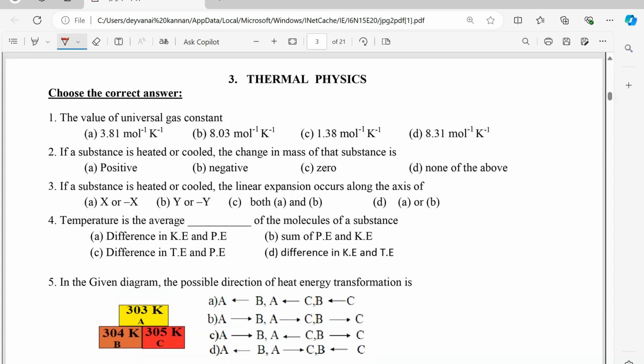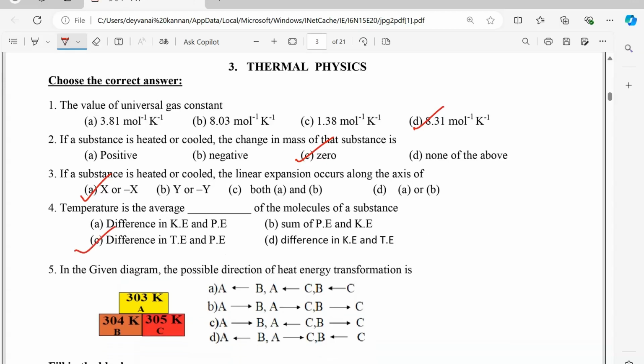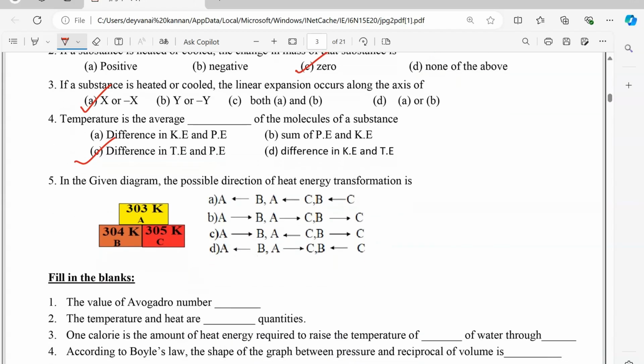The value of universal gas constant is 8.31 J mole minus 1 K minus 1. If a substance is heated or cooled, the change in mass of that substance is zero. If a substance is heated or cooled, the linear expansion occurs along the axis of x or minus x. Temperature is the average dash of the molecules of a substance. Difference in TE and PE.